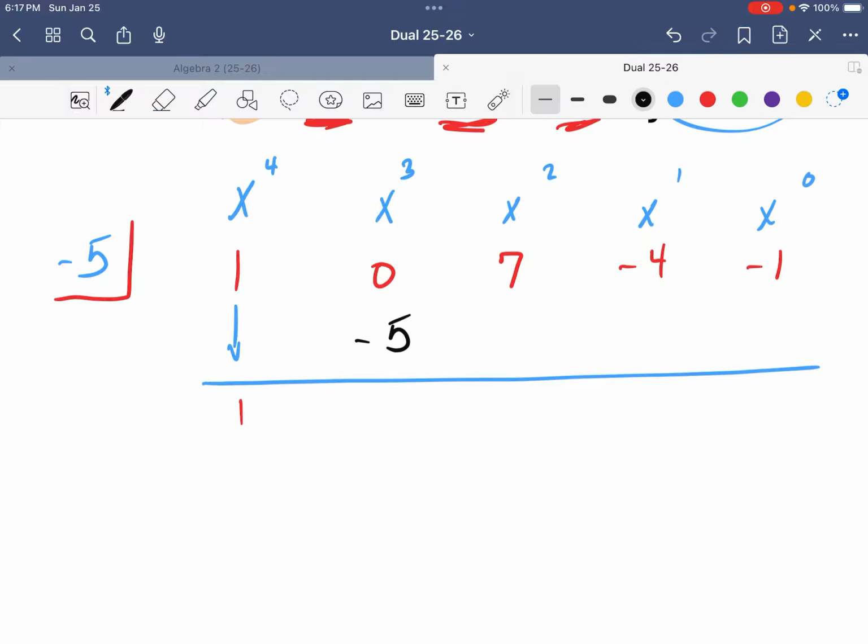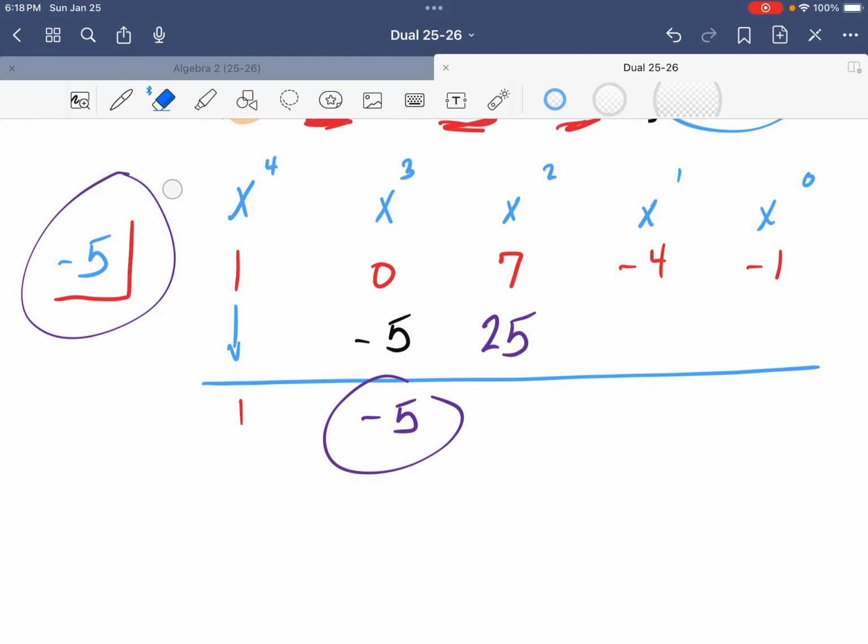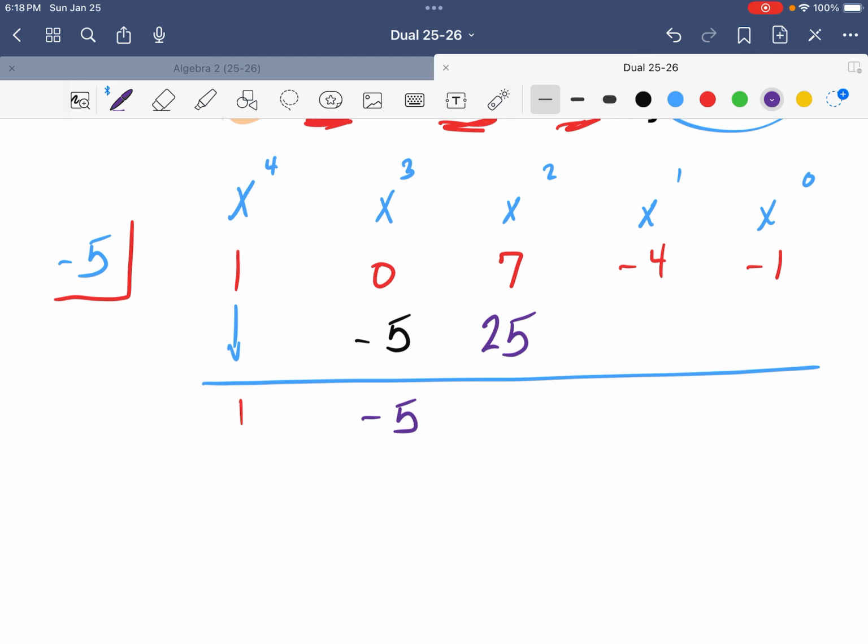And then you go down, right? 0 plus a negative 5. Same thing as saying 0 minus 5. 0 minus 5 is negative 5. And then we start again. Negative 5 times negative 5. That's going to give us a positive 25. And 7 plus 25, 32.